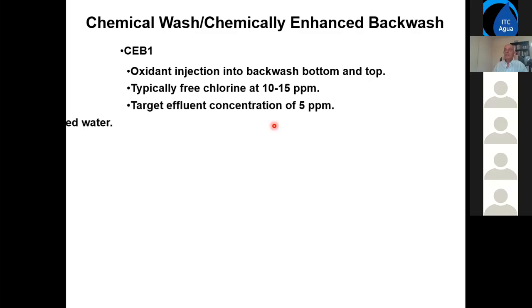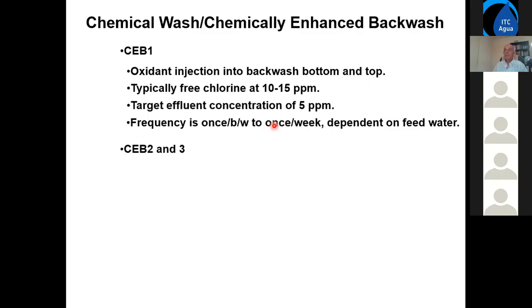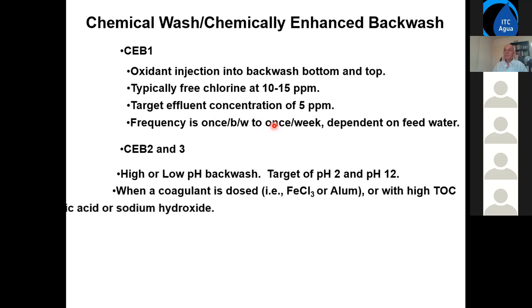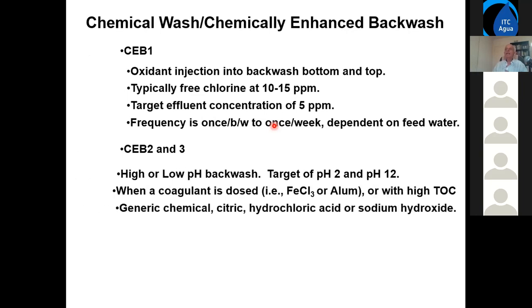Okay, so we have the chemical enhanced backwash, could be CEB1, CEB2, and 3. CEB1 is usually hypochlorite. CEB2 and 3 would be high and low pH. This is done very frequently, let's say every fourth or fifth backwash, and CEB2 and CEB3 maybe once a day. For all the CEBs, the chemicals are added to the filtrate flowing in the reverse direction. For CIP, we add chemicals on the feed side of the membrane.